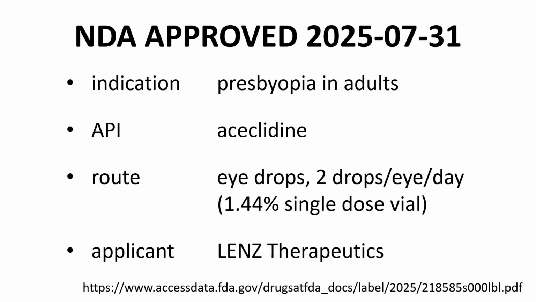VIZZ was approved on July 31st, 2025. VIZZ is approved for the treatment of presbyopia in adults. The active pharmaceutical ingredient in VIZZ is aceclidine. The drug is administered directly to the eye as eye drops, once daily, 2 drops in each eye. The drug sponsor is Lens Therapeutics. The prescribing information insert of VIZZ is cited through the link at the bottom of this slide and served as the main reference for this video.